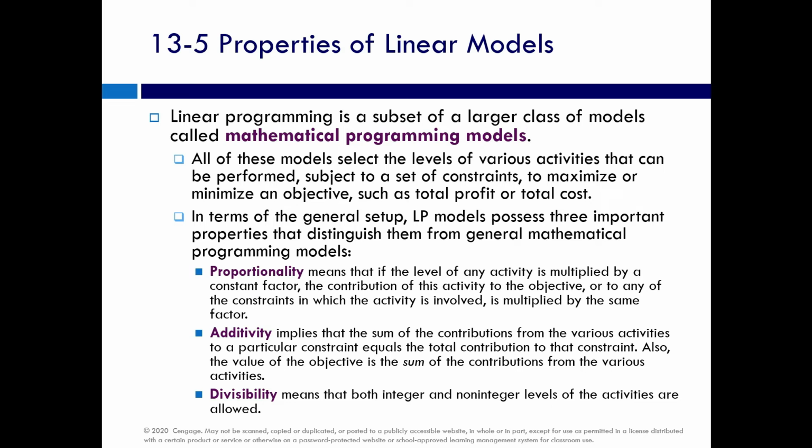Proportionality means that if the level of an activity is multiplied by a constant factor, the contribution of the activity to the objective and to any of the constraints in which the activity is involved is multiplied by the same factor. Additivity implies that the sum of the contributions from the various activities in a particular constraint equals the total contribution to the constraint, and the value of the objective is the sum of the contributions from the various activities. Divisibility means that both integer and non-integer levels of the activity are allowed.